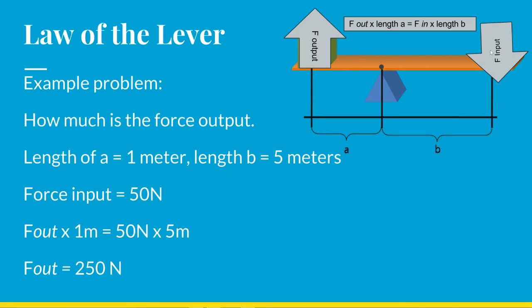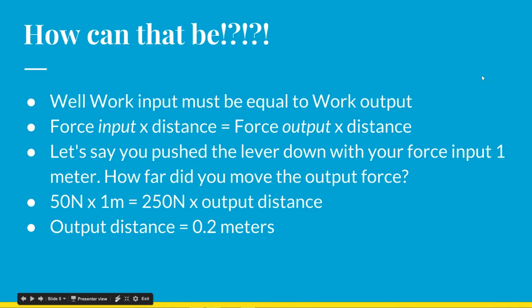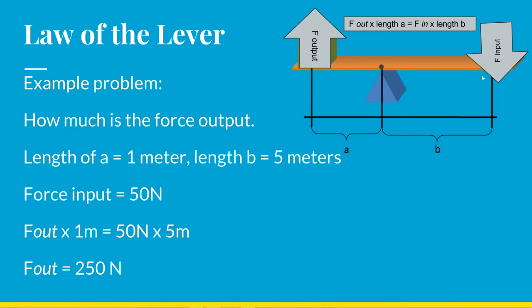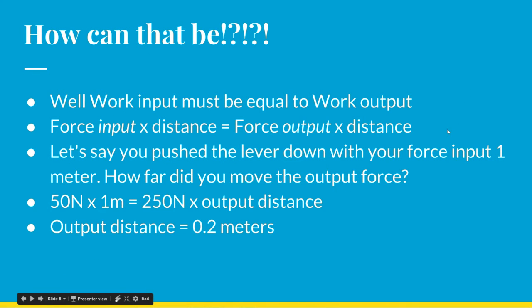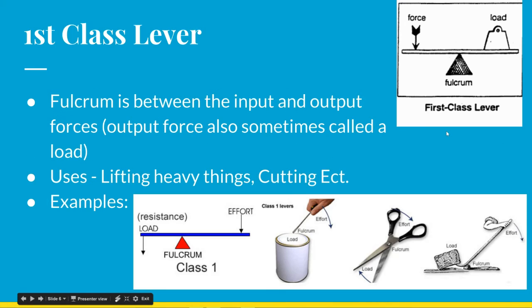You're putting in a lot less force, and you're getting out a lot of force, but you're not moving that force as much. So the work still balances out. If you have a question about that, write that down now, and we can talk about it tomorrow in class because that's the trickiest idea. As you increase the amount of force that you get out of a simple machine, you're decreasing the amount of distance that it travels because you need the work input to be equal to the work output. I hope that makes sense.